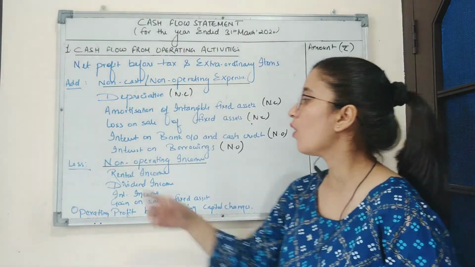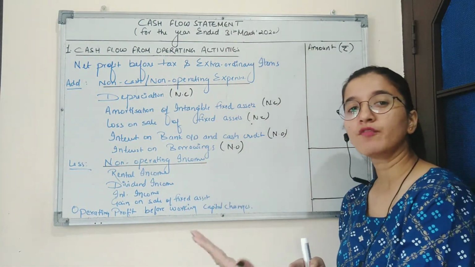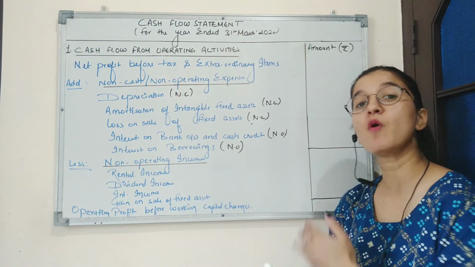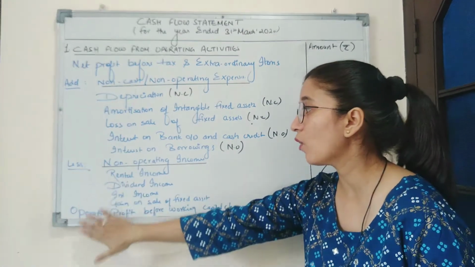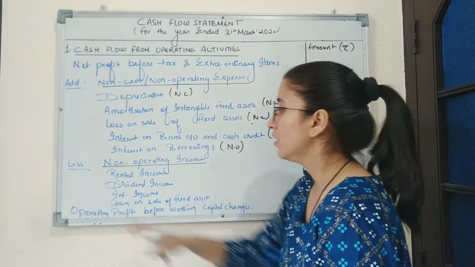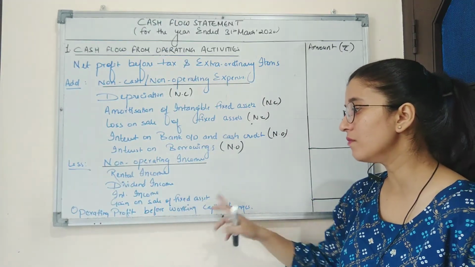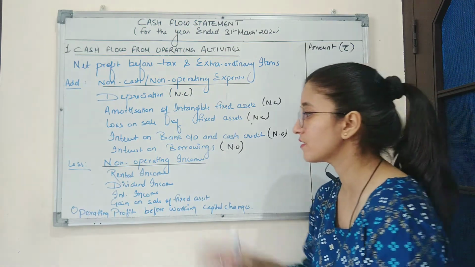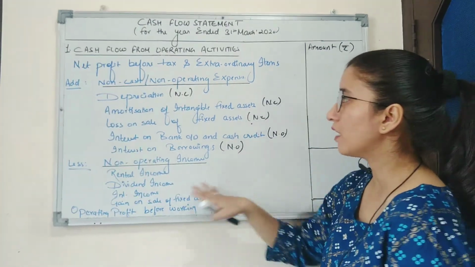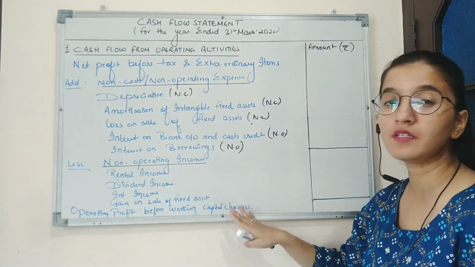Now we will subtract all the non-operating incomes, because these incomes might have been added in the net profit while preparing trading and P&L account. So to nullify this effect, to find out the net profit from operating activities, we will subtract all the non-operating income so that this effect can be nullified. So non-operating incomes can be rental income, dividend income, interest income, gain on sale of fixed assets. All these items are non-operating incomes. So by subtracting non-operating income from non-operating expenses, we will get operating profit before working capital changes.